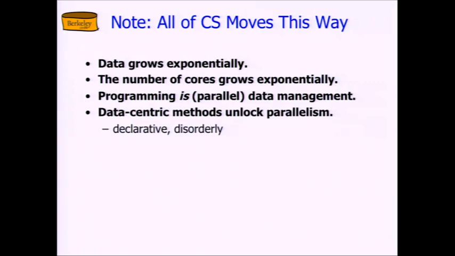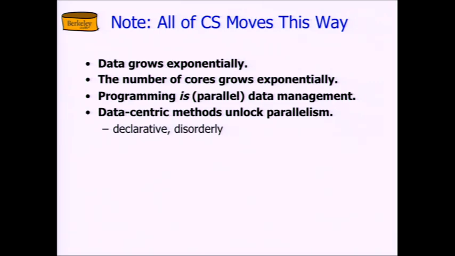This is like the moment for data in computer science also, and I think it's not just the moment, it's the transition point. So basically, computer science is becoming a data-driven field. It's much more about the data than the computation. Data is growing exponentially. Don't forget the number of cores is still also growing exponentially. So we're dealing with parallel programming. And parallel programming ends up looking a whole lot like data management.